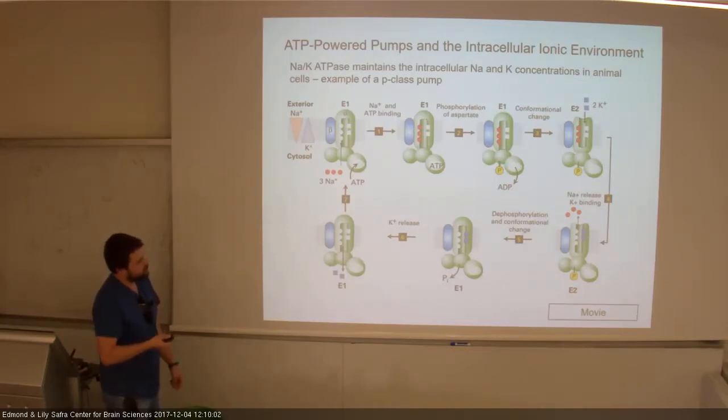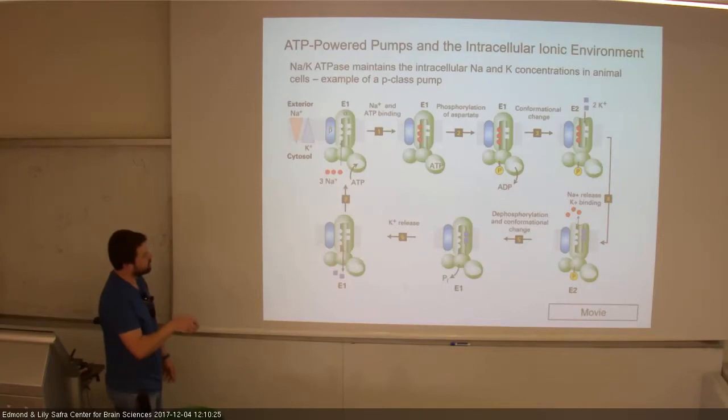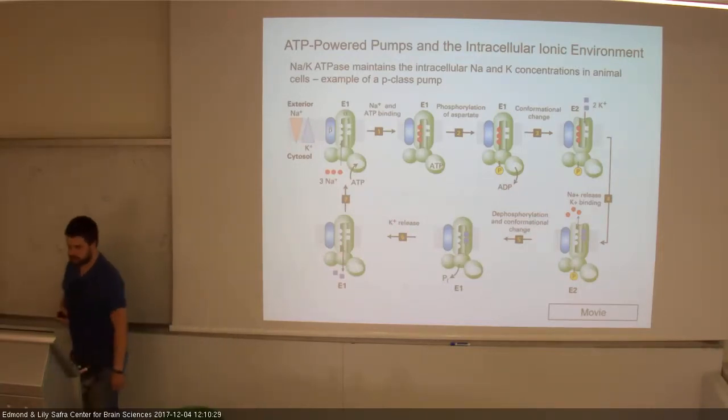This actually happens very fast, but there isn't a driving force that causes them to leave. They just diffuse out, and then two potassium ions can bind to different locations, and when the phosphate is released, the conformational change is reversed, and the phosphate will diffuse away into the internal part of the cell.